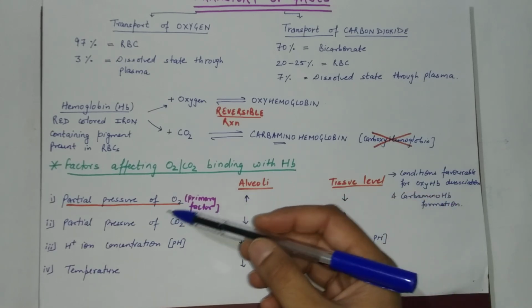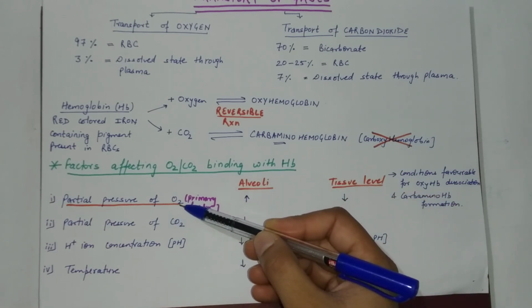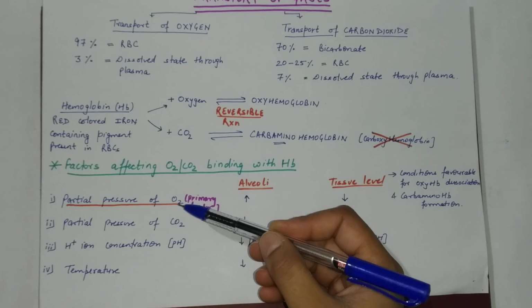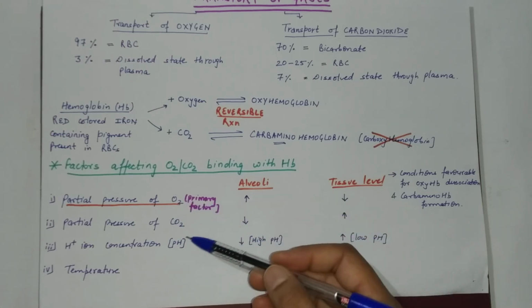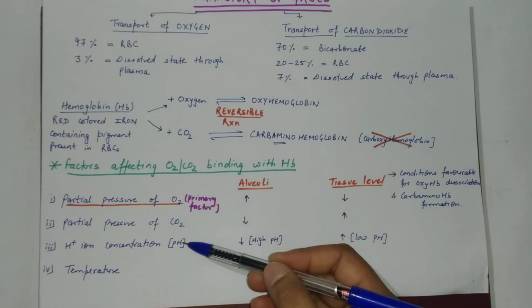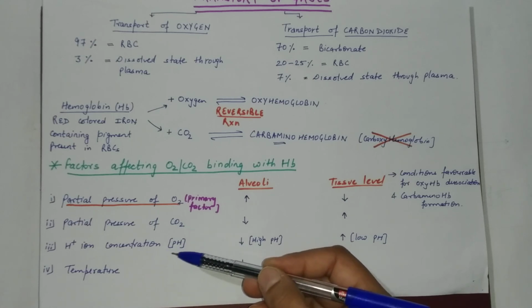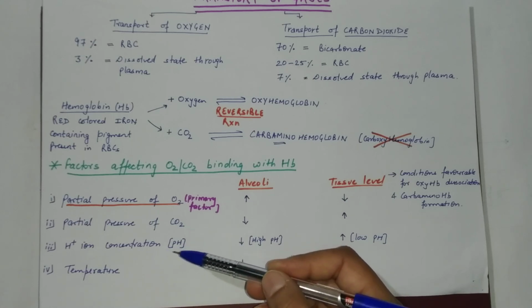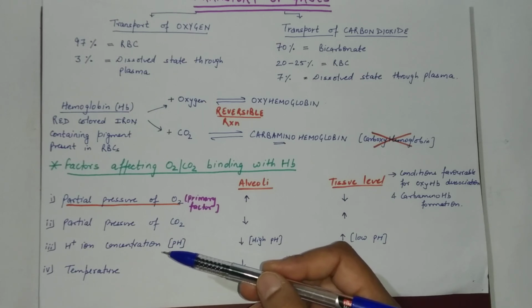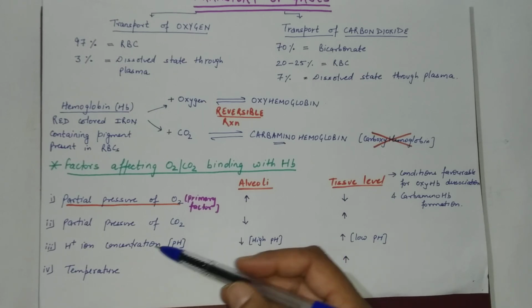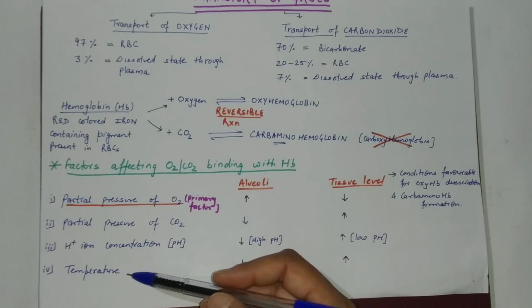There are various factors which affect oxygen and carbon dioxide binding with hemoglobin. First and foremost is the partial pressure of oxygen. This is the primary factor for binding of both oxygen and carbon dioxide with hemoglobin. Second is the partial pressure of carbon dioxide. Third is H ion concentration, that is pH. If the pH is high, then the concentration of hydrogen ions will be less, and when the pH is low, meaning more acidic, the concentration of H plus ions is more. And the fourth is the temperature.